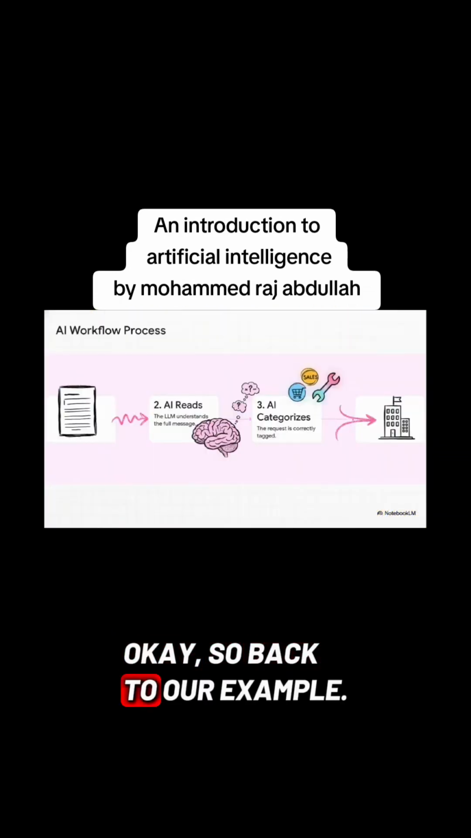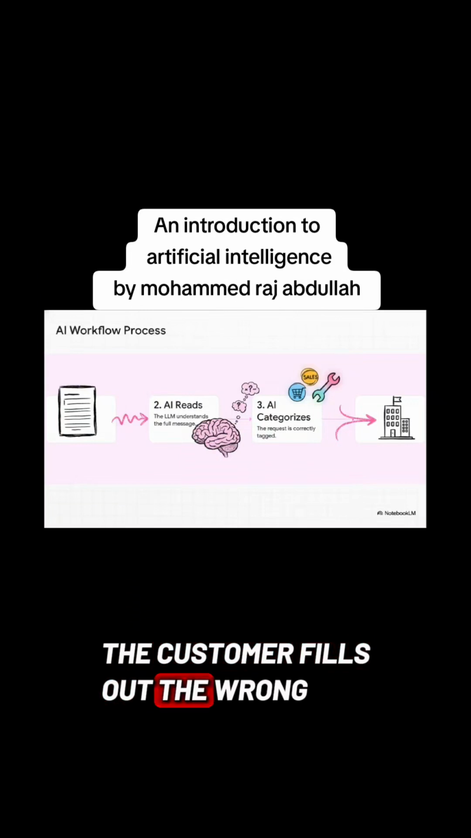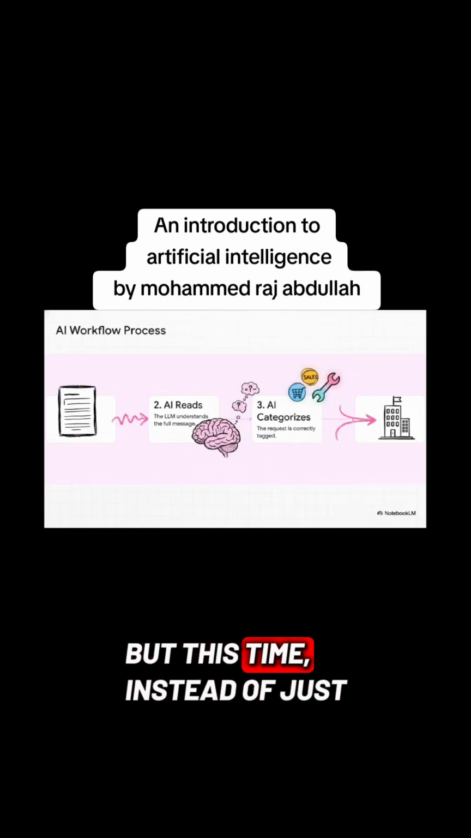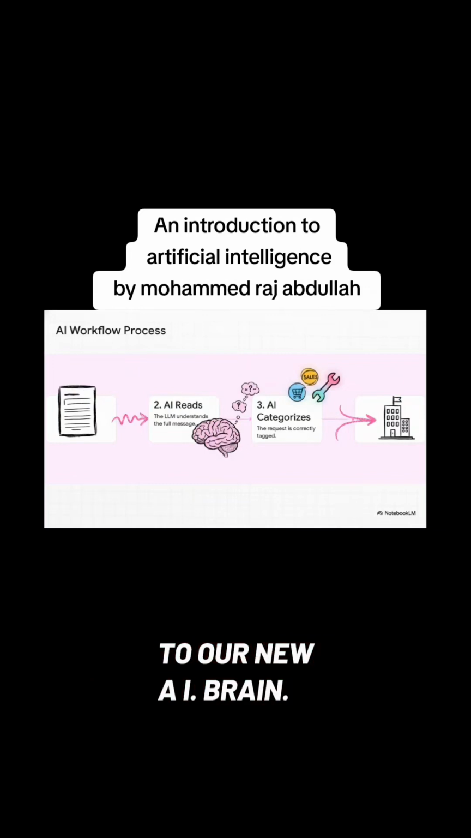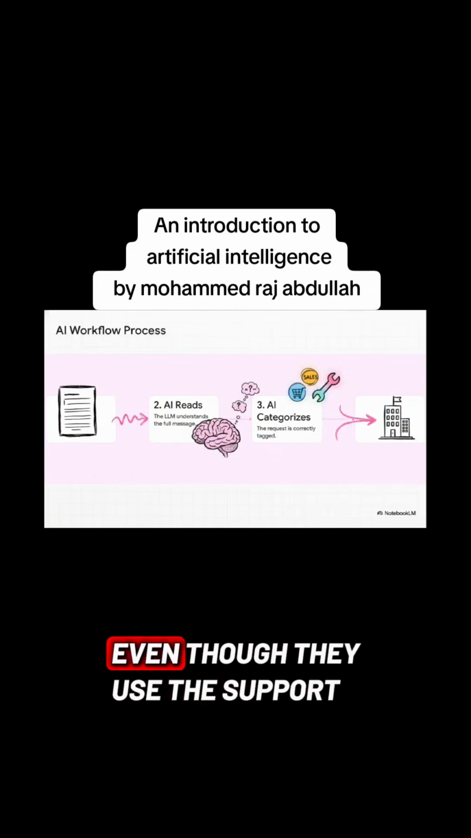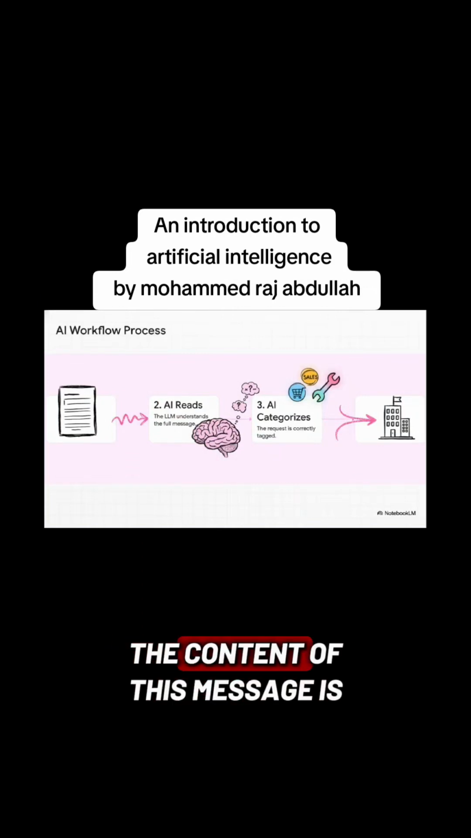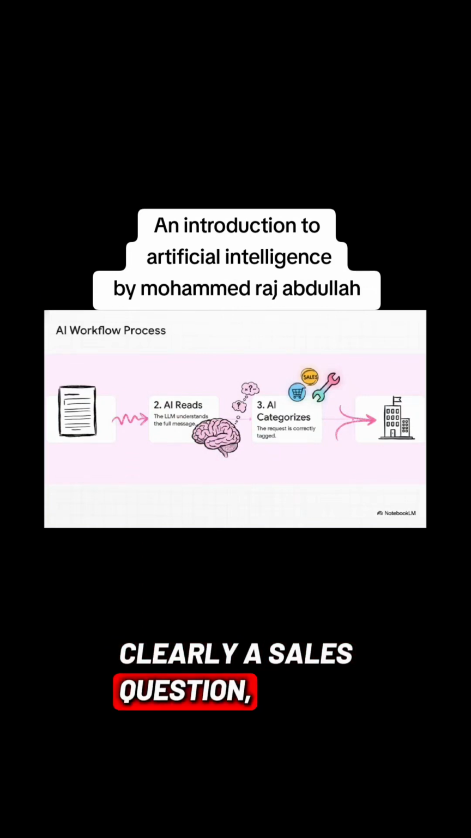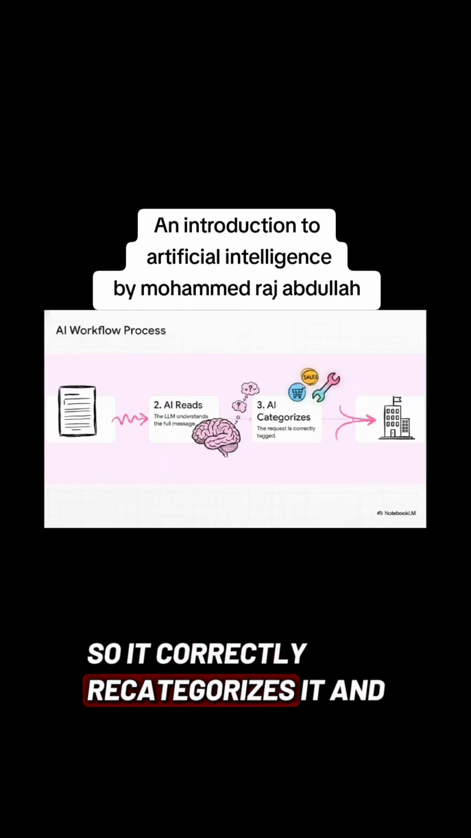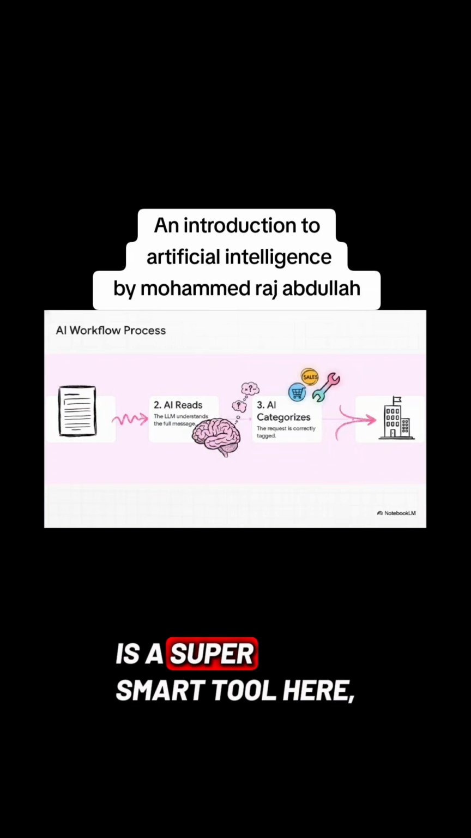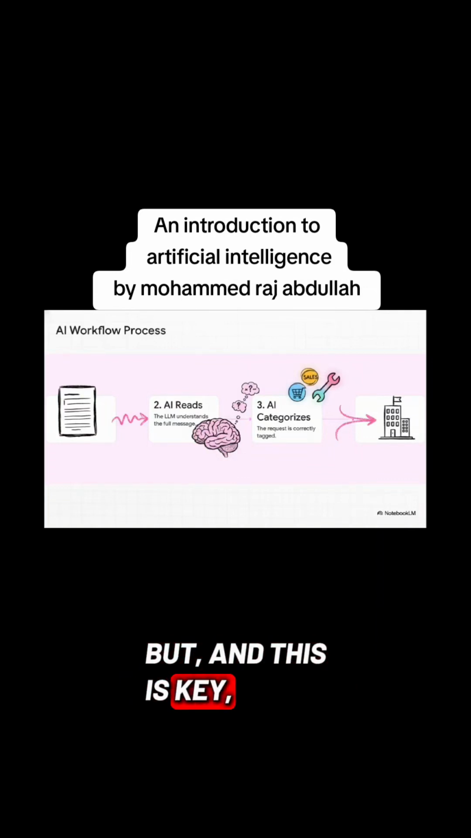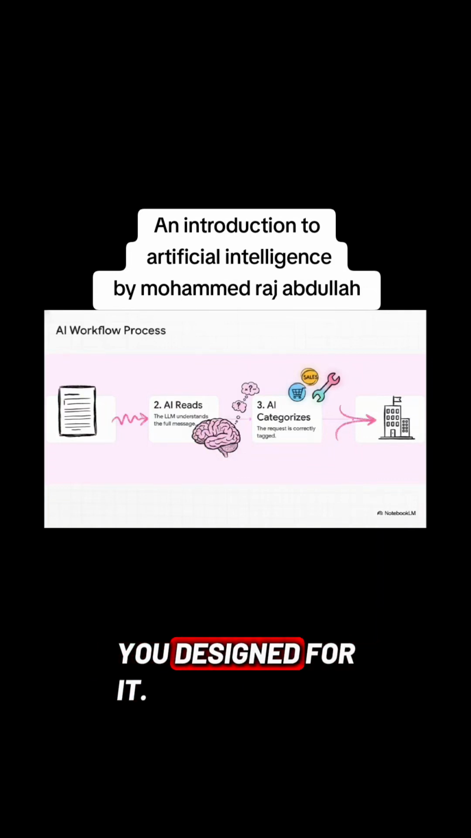Okay, so back to our example. The customer fills out the wrong form again. But this time, instead of just checking a box, the system sends the entire message to our new AI brain. The AI reads it and it understands, oh wait, even though they use the support form, the content of this message is clearly a sales question. So it correctly recategorizes it and sends it to the right team. See the difference? The AI is a super smart tool here, but, and this is key, it's still following a path that you designed for it.